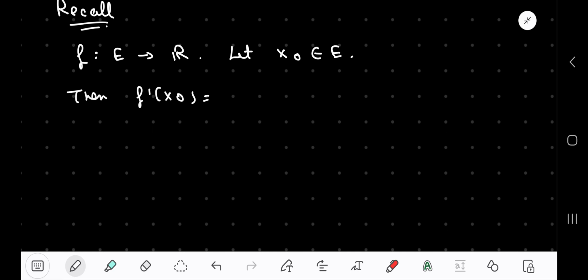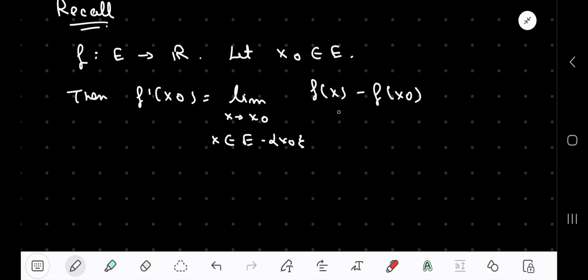So what we can do is define it as limit x tends to x naught, where we are taking all those values which are not equal to x naught to remove all ambiguity in order to define this quotient, f(x) minus f(x naught) by x minus x naught. Fine. Clear? Okay. Now this is our usual definition of a derivative, as you already know.